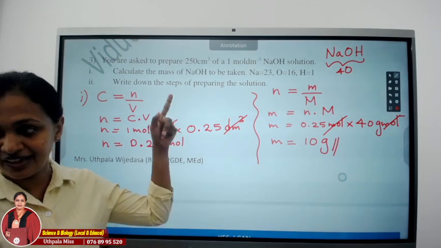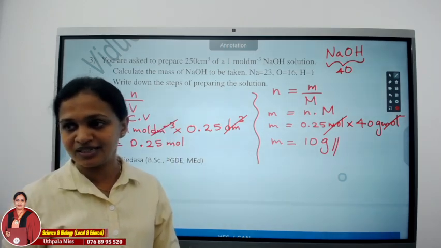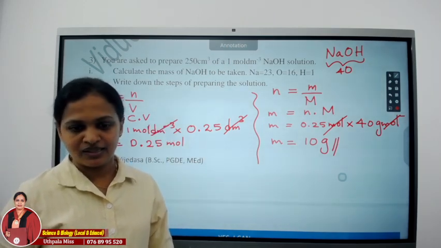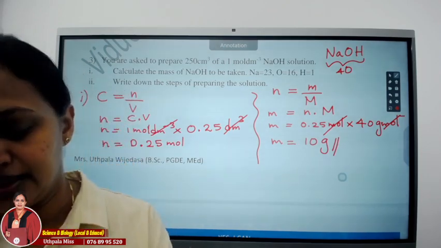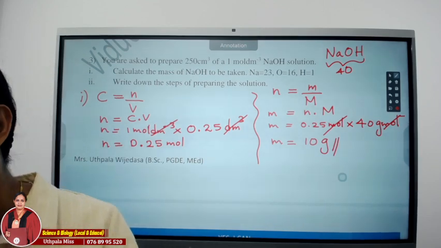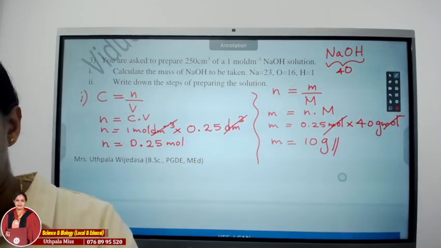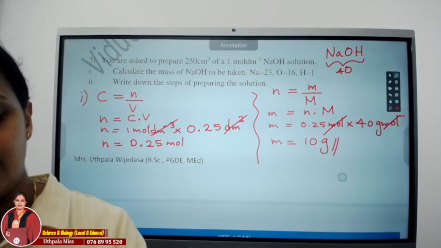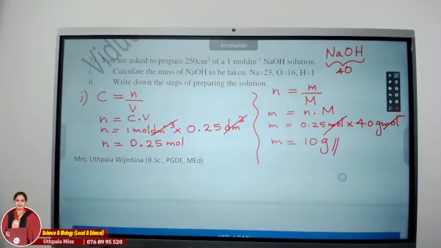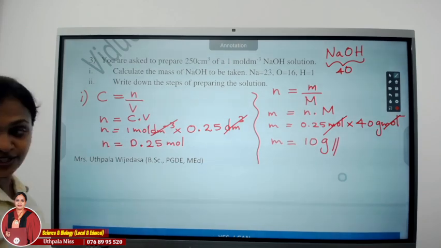Then it says write down the steps of preparing the solution. So I will explain that. I think in your textbook you are given the images. I will explain, then I will share a video.